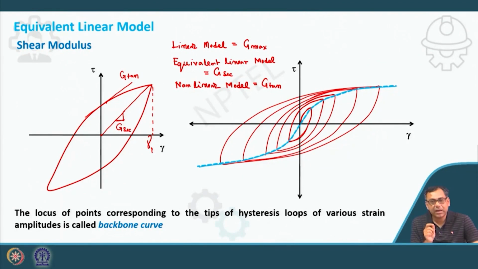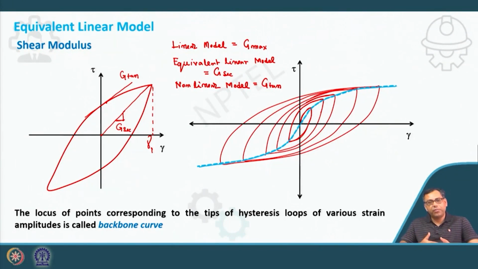So G max is the low strain shear modulus, because here it is a linear analysis, a linear model. That means we can say that it is a linear analysis, so the soil is in a low strain condition. So it is linear behavior.